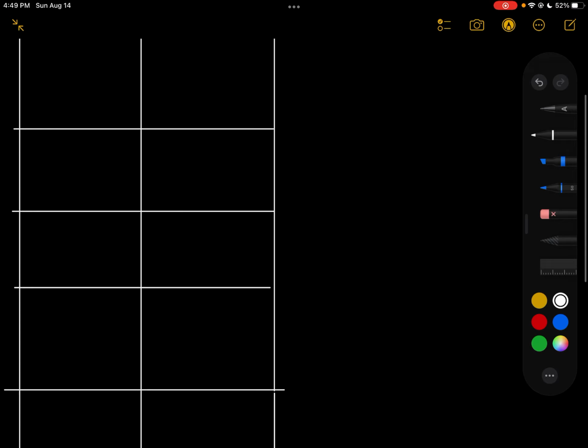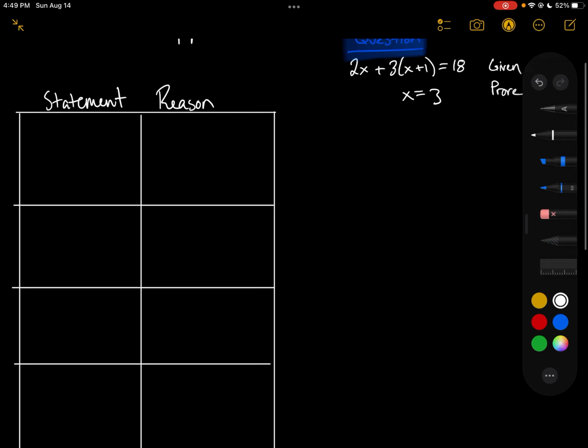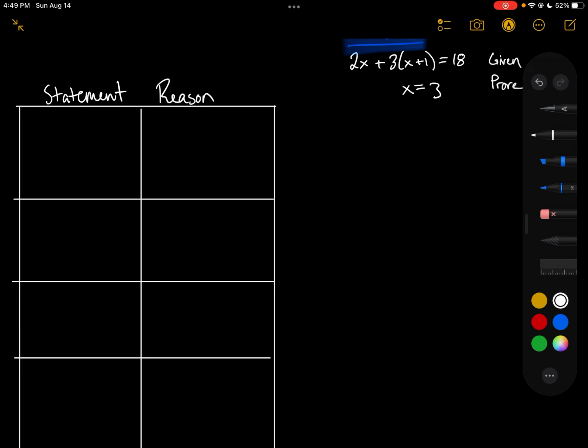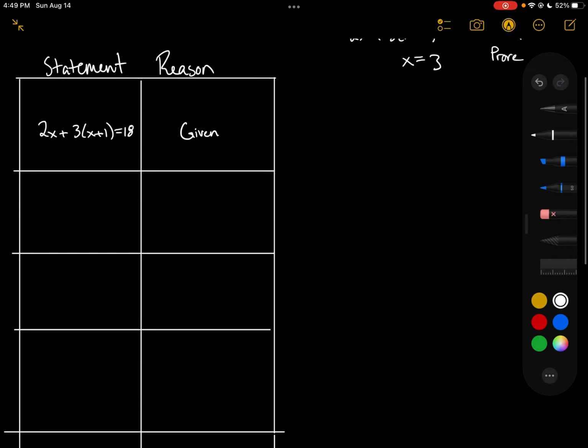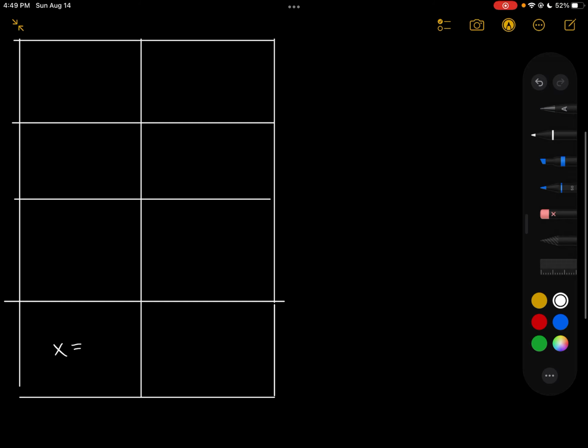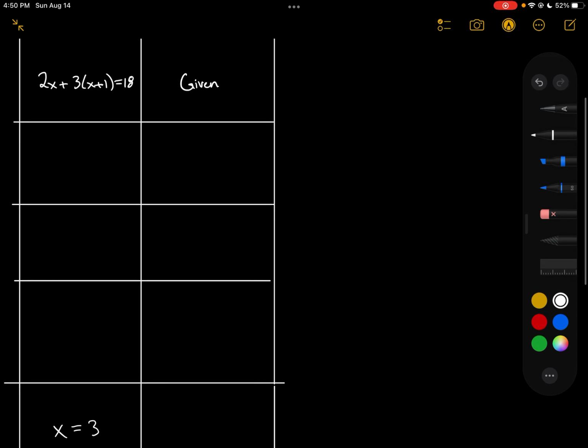So we have to fill in, looking at this table, looks like we have 10 boxes, but they actually already give us 4 of the boxes. So the first thing you can always do is given is going to be that first box, and our given statement is 2x plus 3 parentheses x plus 1 equals 18. We basically just recopy the question down. I know that seems silly, but that's just how proofs work. So that's our first line. They also give us the last line. So the x equals 3 is the prove statement. So what we can do down here is we know that we're going to end with x equals 3. We don't know the reason why x equals 3 yet, but we know that that's where that's going to live.